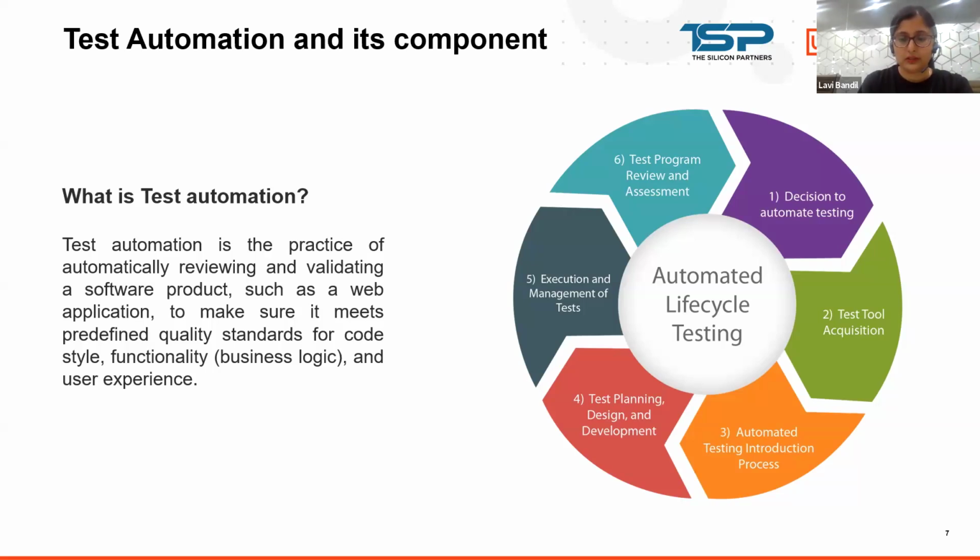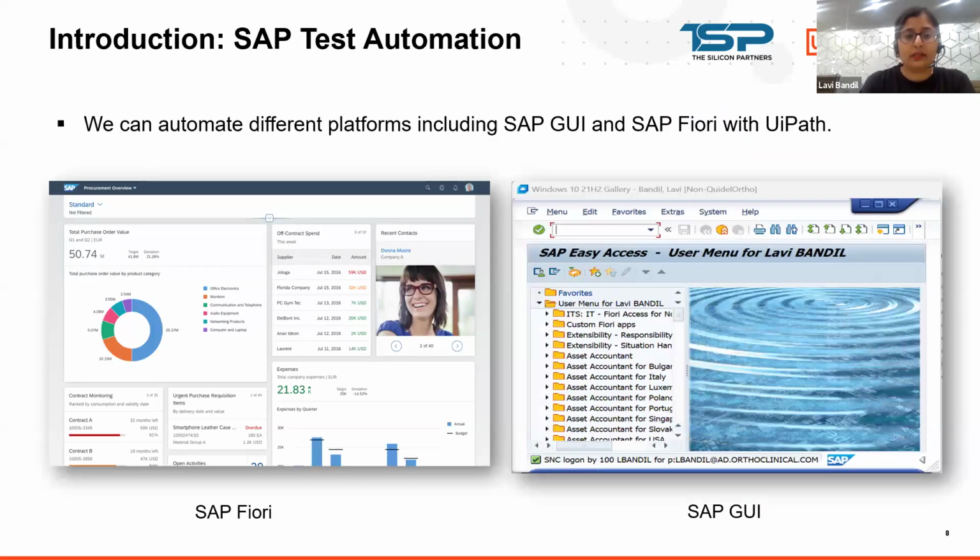Going further, there are two different platforms of SAP, SAP GUI and SAP Fiori. SAP Fiori is a web browser based application that we can automate with the help of UiPath, and SAP GUI is a desktop based application that we can also automate with the help of UiPath. Many of the testing tools I have found only have the capability to test SAP GUI, a desktop based application.